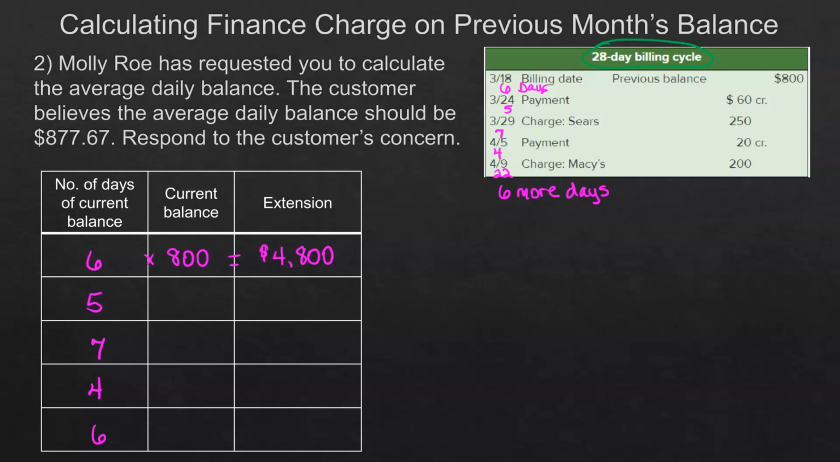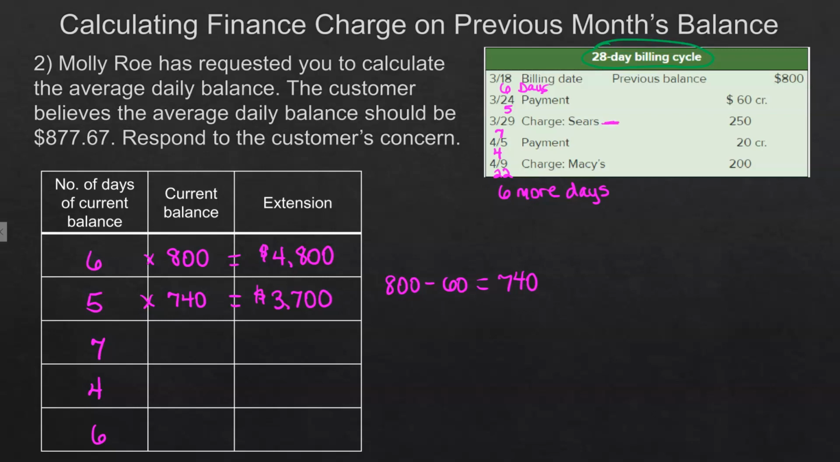And then for 5 days, notice what happens. There was a $60 credit. So on this one, we're going to take the 800 and subtract $60, so we get 740. So for 5 days, we had a balance of $740. That's a weird looking 7, right? And so you multiply 5 times 740, and that gives us $3,700.